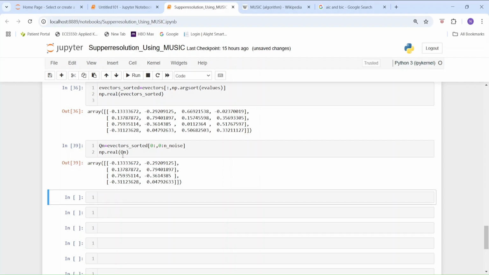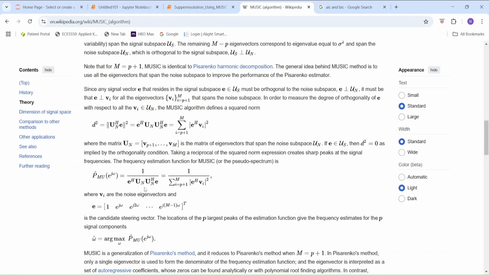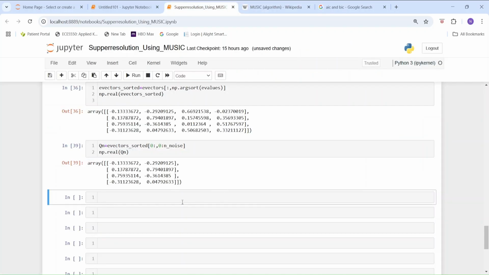So we have this qn, or Un, in this equation. Everything in this equation is already defined. E and E, this is basically the steering vector, which is defined. So let's implement the MUSIC equation.